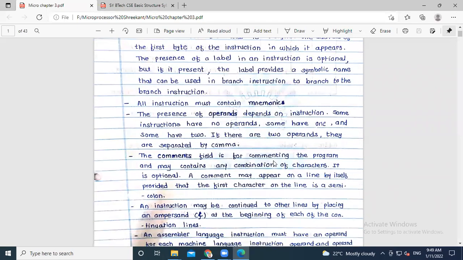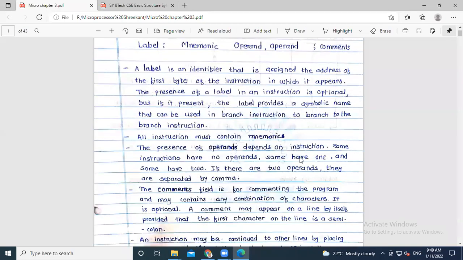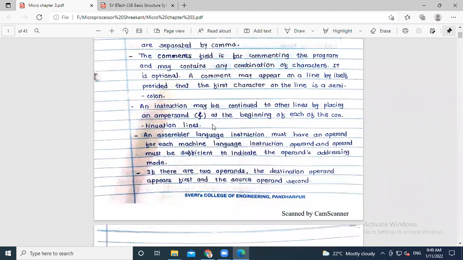The comment field is for commenting in the program, like you use comment lines in C programming also. Like that, here you have to use the comment lines. So this is the instruction format, and an instruction may be continued onto another line by placing an ampersand. Ampersand means what? It is an address operator at the beginning of each continuation line.